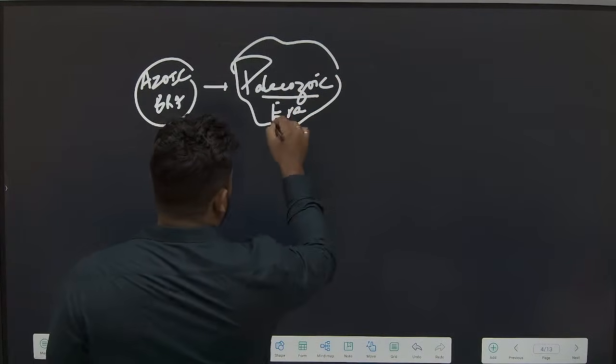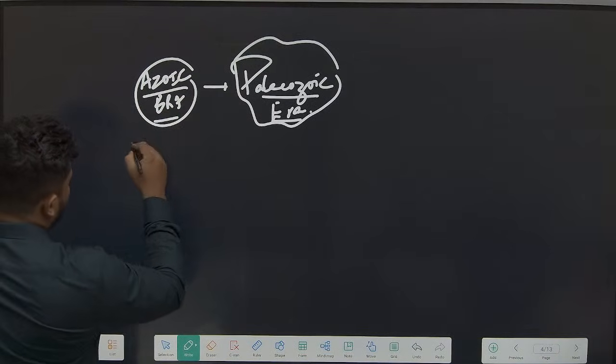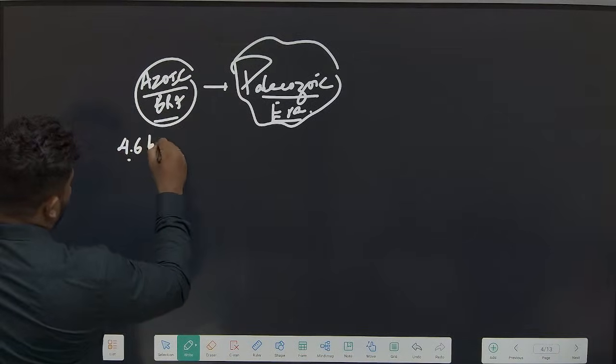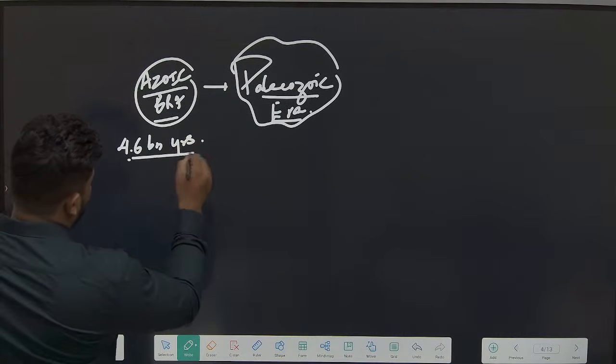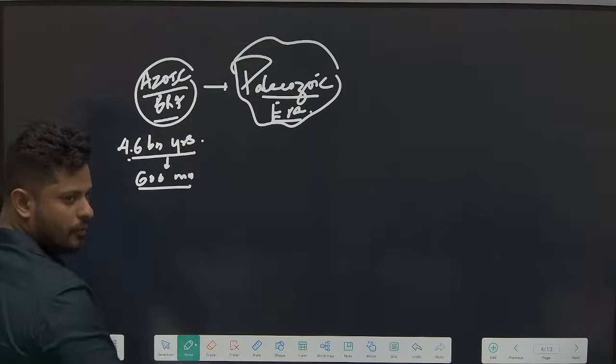I'm not going ahead with the numbers. Otherwise, if you want, probably I'll go ahead with numbers. This is somewhere around 4.6 billion years ago until 600 million years ago. This is the number if you ask me. What is the window if you ask me?